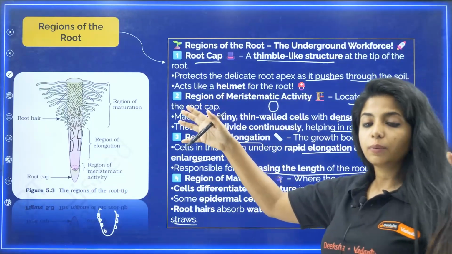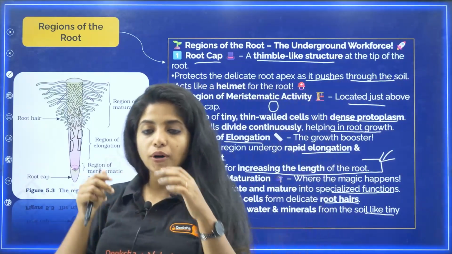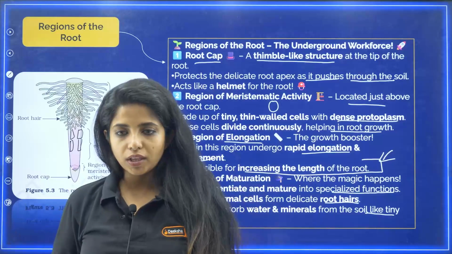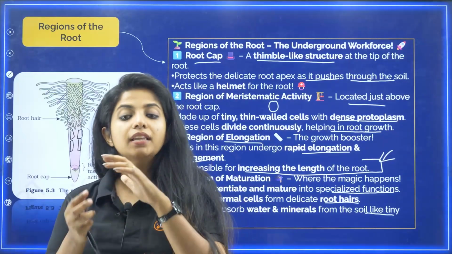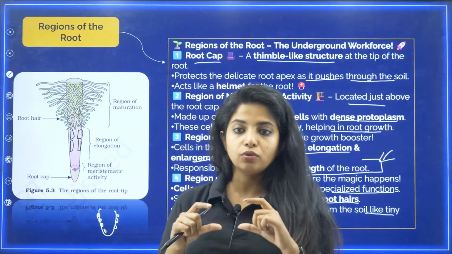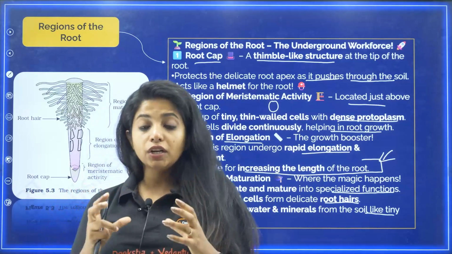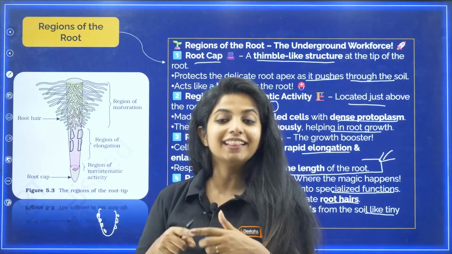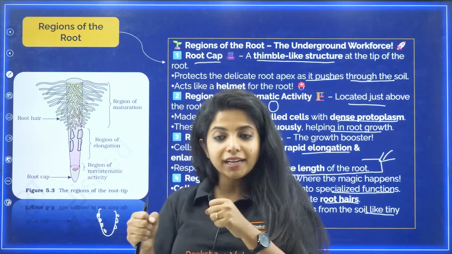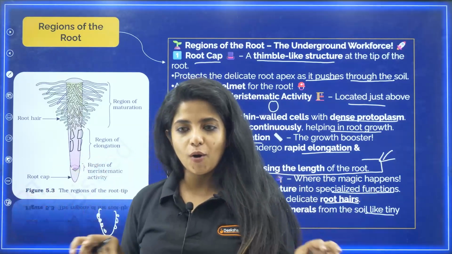Root hair, what they will be doing, they will be taking in some amount of water from the soil that is around them. Okay, so we have the root cap, then the meristematic region, with meristematic tissues, where the cells are continuously dividing. These cells are thin-walled and they have dense cytoplasm, so they can be divided and can be evenly distributed among all the cells which are there.